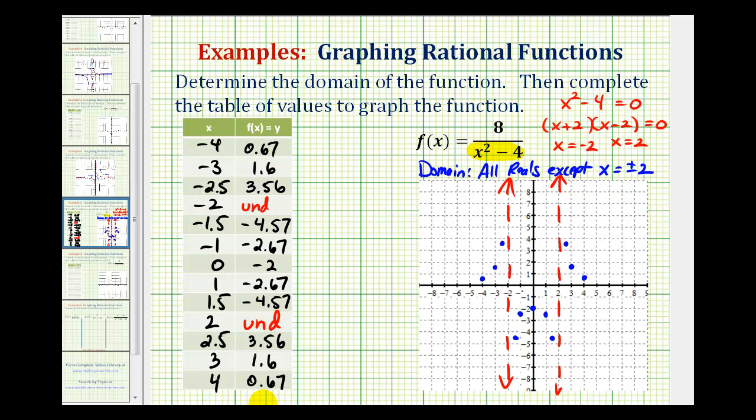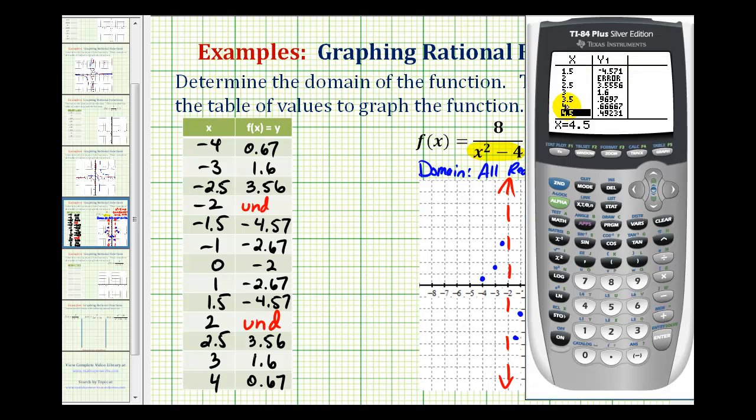Now there is one more thing to mention here. As the function moves to the right, or as x gets larger and larger, notice how the denominator also gets larger and larger. So 8 over a larger and larger number is actually going to approach 0. The same thing is true as x decreases to the left. To see what's happening here, let's go back to the calculator for a moment.